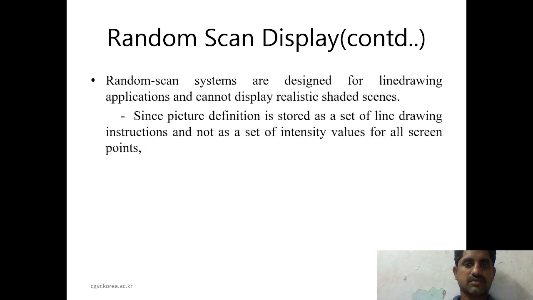Random scan systems are designed for line drawing applications and cannot display realistic shapes on the screen, since picture definition is stored as a set of line drawing instructions and not as a set of intensity values for all the screen points.